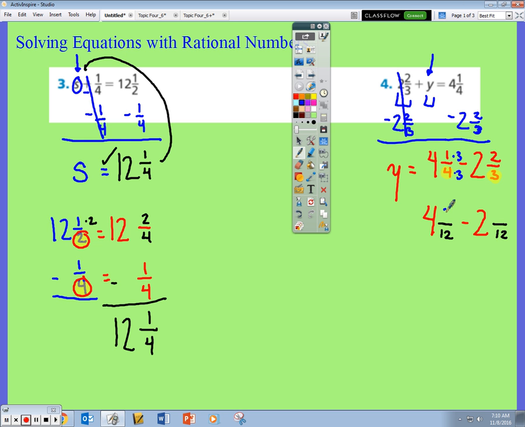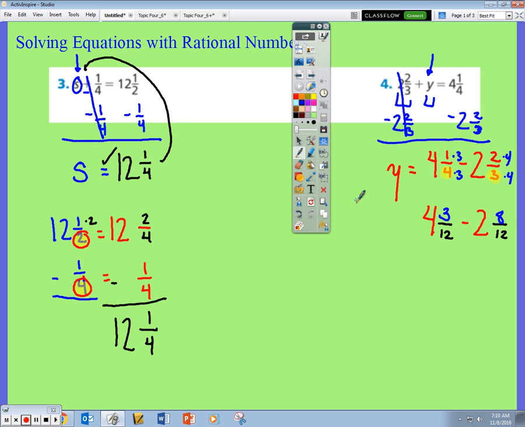1 times 3 gives me 3. This is 12ths. We multiplied 3 by 4. Multiply the 2 by 4, we get 8. Now the next thing I notice is, whoa, I can't take 8 from 3.